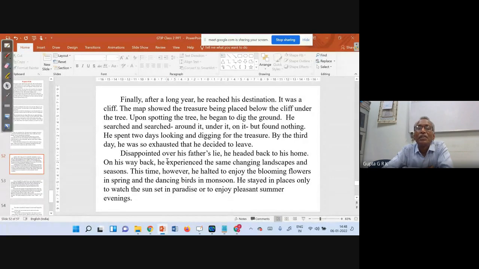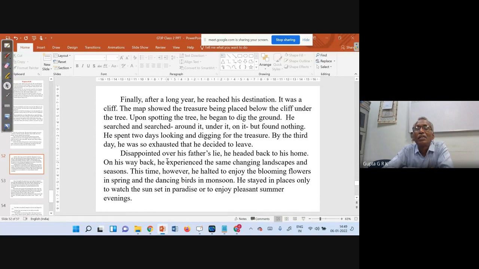It was a cliff. The map showed the treasure being placed below the cliff under the tree. Upon spotting the tree, he began to dig the ground. He searched and searched and searched around it, under it, on it, but found nothing. He spent 2 days looking and digging for the treasure. By the third day, he was so exhausted that he decided to leave. Disappointed over his father's lie, he headed back to his home.